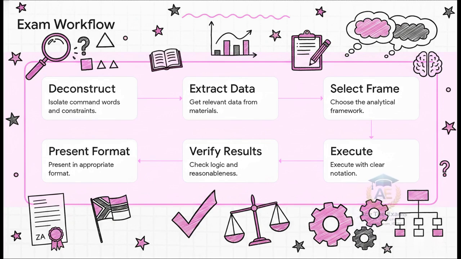Step 3, select your analytical framework. Are you viewing this through a descriptive, analytical, or evaluative lens? Step 4, execute with clear notation. Write out your logical steps so the examiner can see your brain working. Step 5, verify the results. Pause and ask yourself, does my analysis actually align with the constraints of the prompt? Check it for reasonableness. Step 6, present in the correct format using flawless Afrikaans terminology.